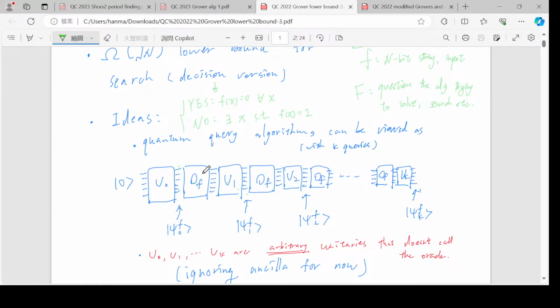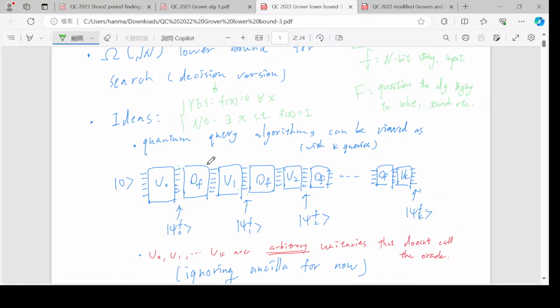Only this O of small f depends on small f, so this is the only part where you can distinguish between a yes and no case. At the end, you need a good probability of making a decision on yes and no. So the small f in the yes case and the small f in the no case should give you pretty different quantum states. You start with the same state, and then you end with different states.